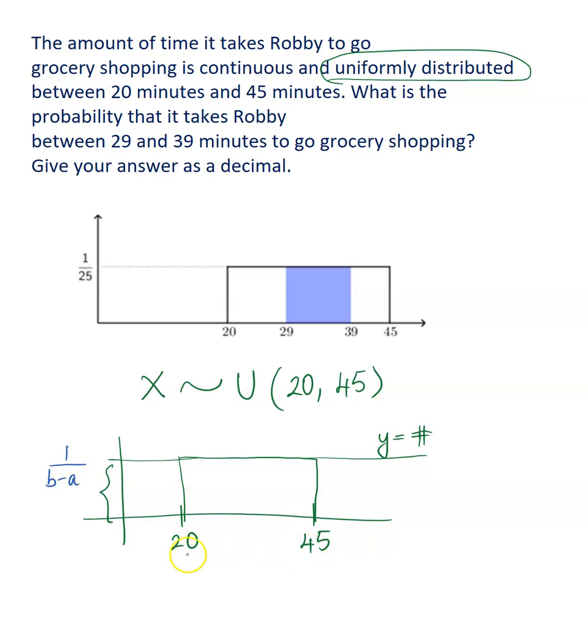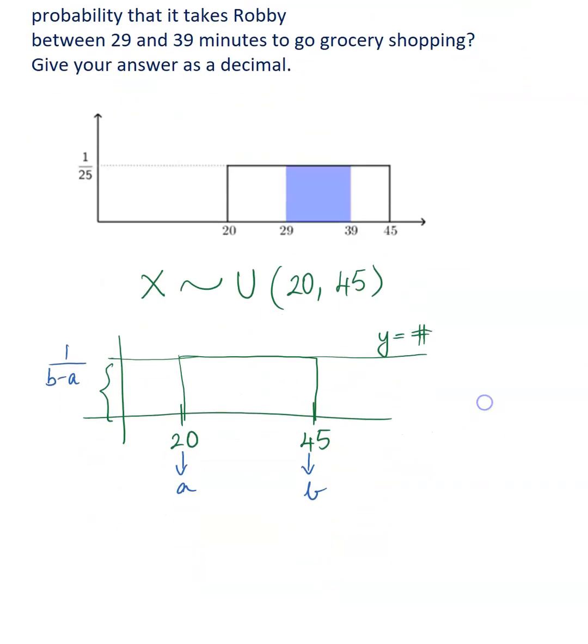So b minus a, this is my a and this is my b. So b minus a would be 25 here. So that becomes 1 over 25. And that's what they have here already given to us in the graph. But when we construct it, we will come up with that 1 over 25. Okay. And then they say, well, in between we have 29 and 39.